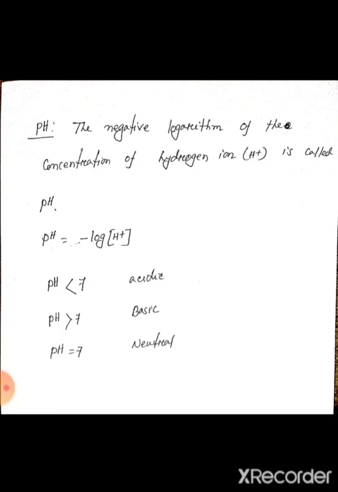So we can say pH equals minus log of the concentration of proton. You know H plus is also called proton and the square bracket denotes the concentration. So pH is the negative logarithm of the concentration of hydrogen ion. If the value of pH is greater than 7, we can say it is basic, and if it is less than 7, then it is acidic, and if the pH equals 7, then it is neutral. We know pure water is neutral and its pH is 7.